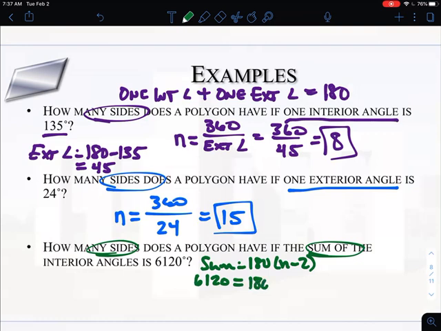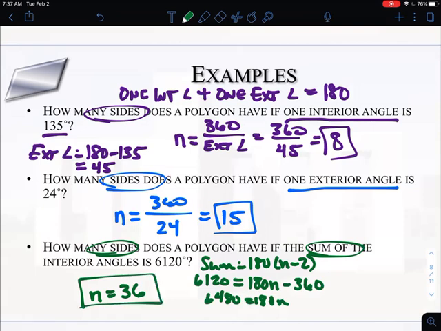On the right side, if I'm going to solve for n, I'm going to distribute, so 180n minus 360. From here, it's just a matter of solving the equation. So I'm going to take the 6,120 plus 360, and we get 6,480 is equal to 180n. Then if I divide both sides by 180, we get n is equal to 36.